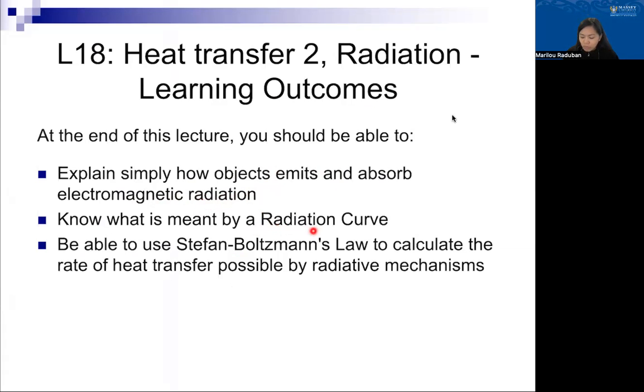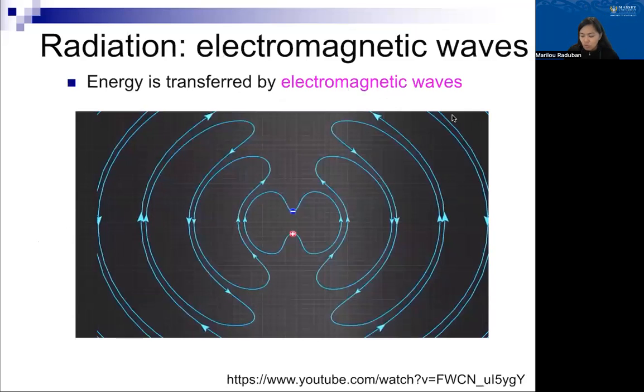We'll also learn about the radiation curve, which tells us how an object's property affects the amount of heat that is transferred by radiation. And then we'll tie up all the parameters in an object that affects the amount of heat transferred by radiation by looking at what is called the Stefan-Boltzmann law.